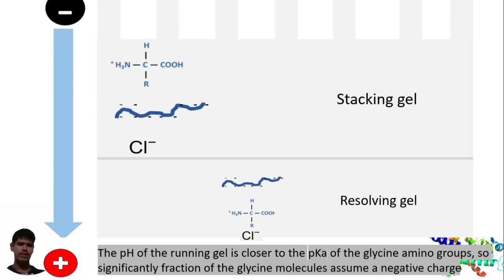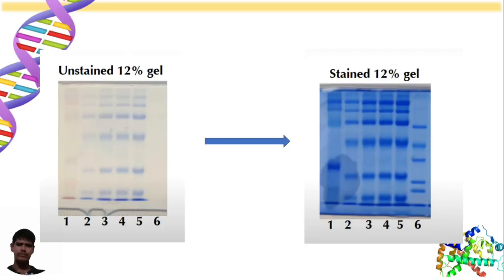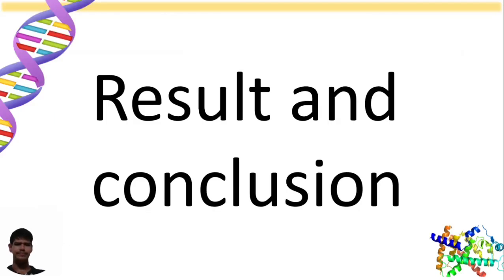While in the resolving gel, since glycine is a zwitterionic ion, it gets a negative charge, and the order in the resolving gel is chloride followed by glycine, then the protein. This helps to get a distinct band of the protein. The unstained gel can be stained by using Coomassie brilliant blue and compared with the marker or the ladder.